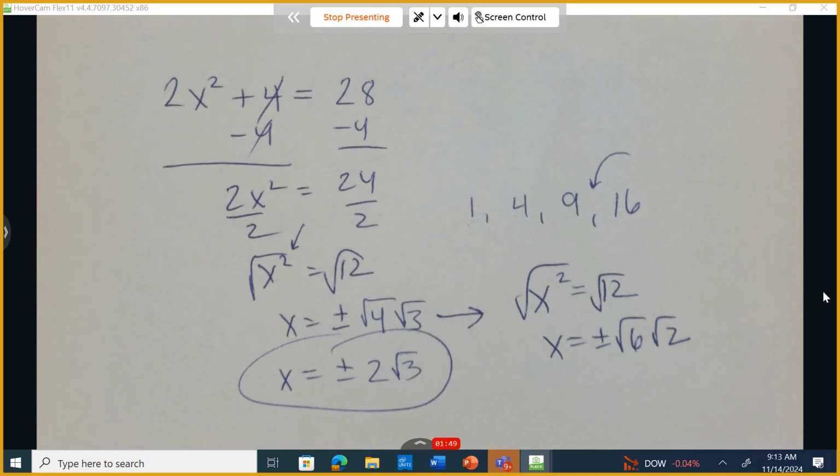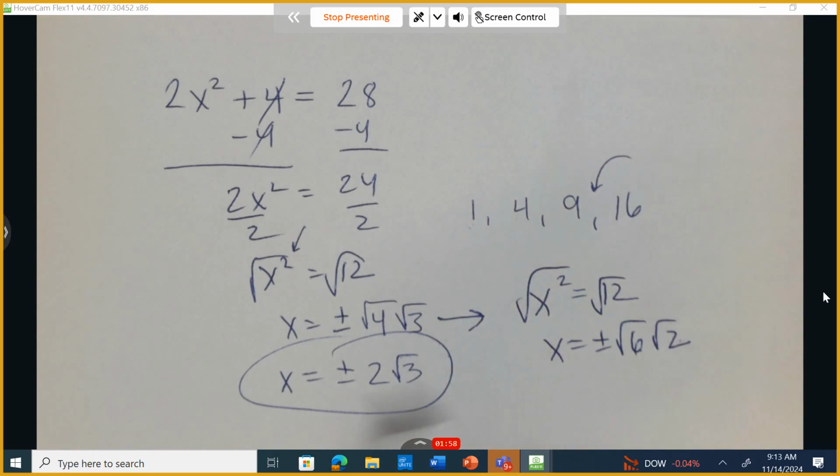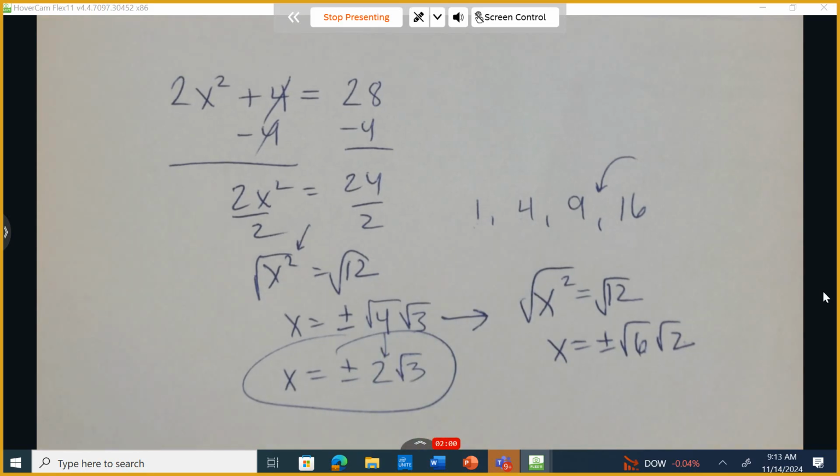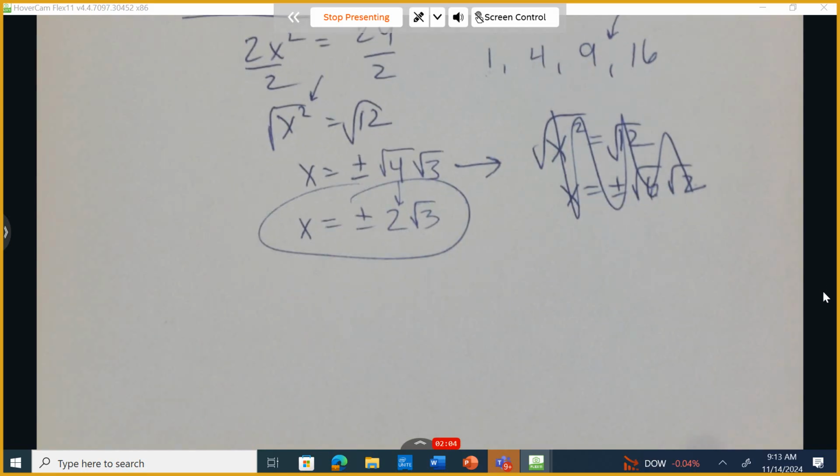6 times 2 is 12. Why can we not break it down into 6 times 2? Neither 6 or 2 are perfect squares. So they will not break down like the square root of 4 breaks down into 2. So when we break it down, one of the two must be a perfect square. Let's try another one.